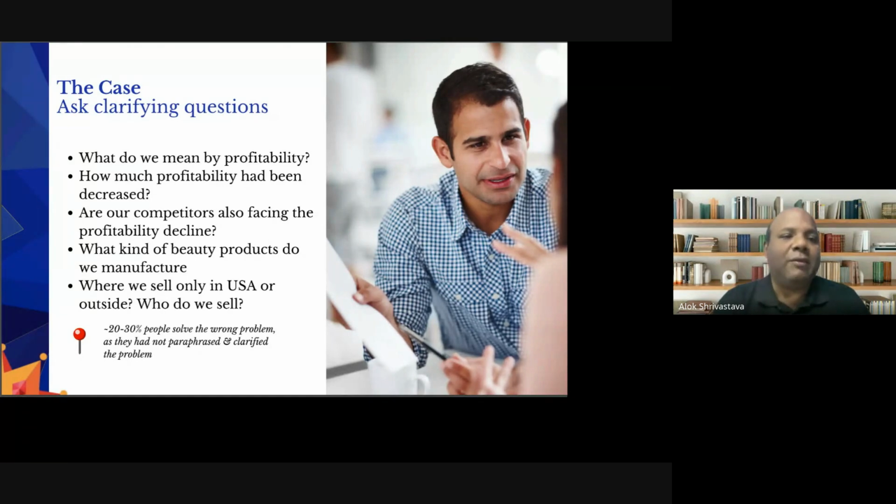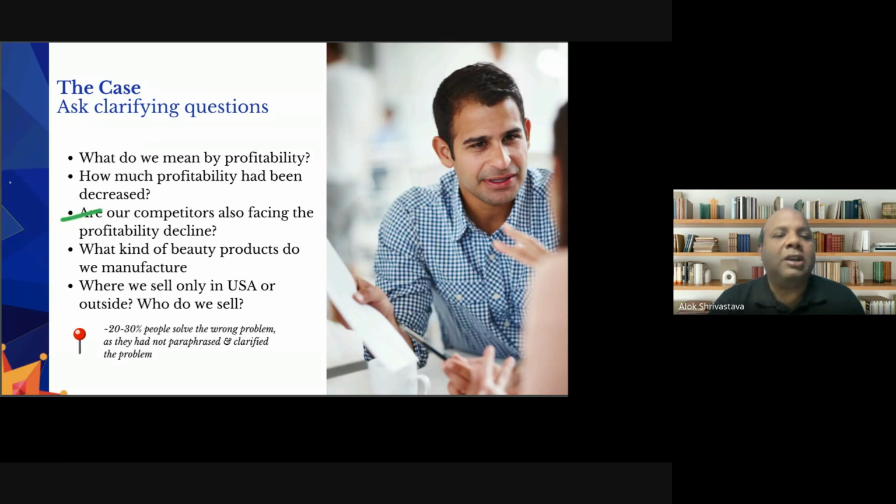For example, somebody asks, what do we mean by profitability? Is it gross profit? Is it net profit? What type of profit are we talking about? How much has profitability decreased? Is it 10%? Is it 20%? Is it 15%? What exactly is the extent?